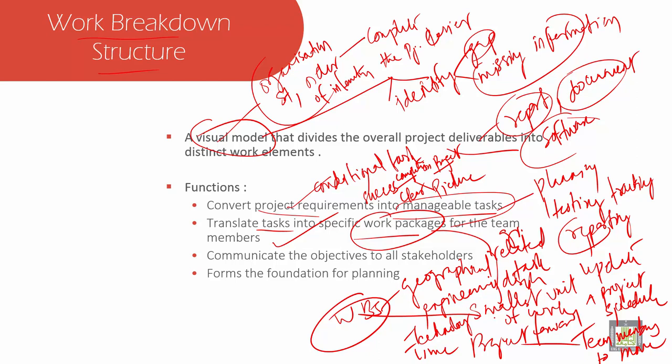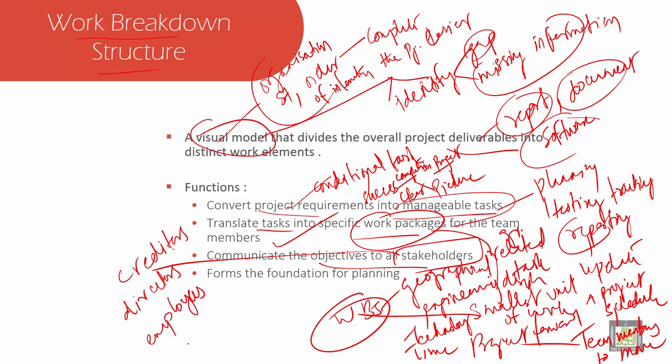Then we have to communicate these objectives to the stakeholders. Who are these stakeholders? They can affect the organization's actions, objectives or policies. They are the directors, creditors, employees, government agencies, shareholders, owners and suppliers. All these are stakeholders.